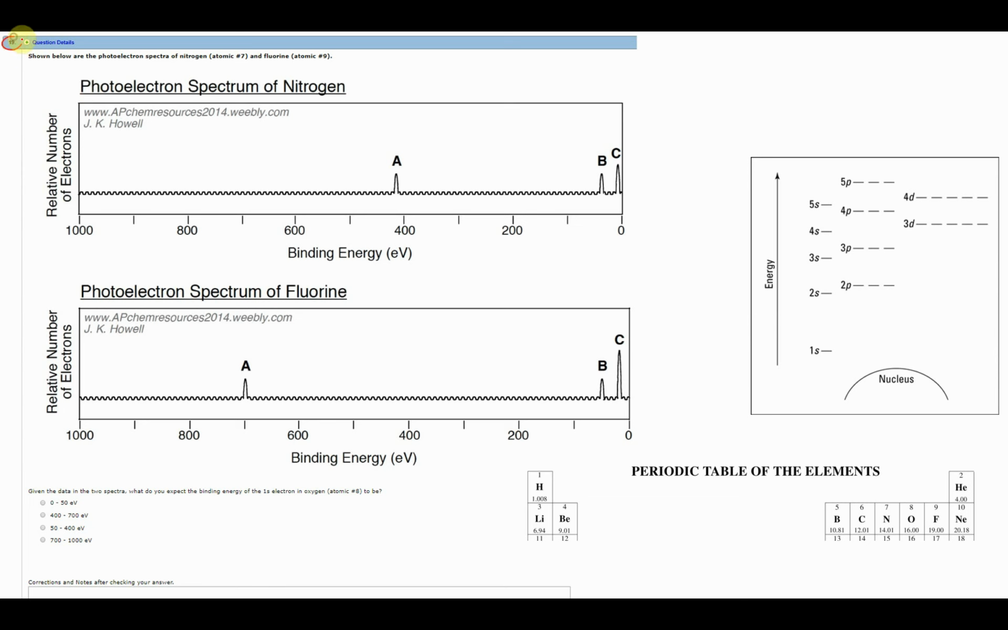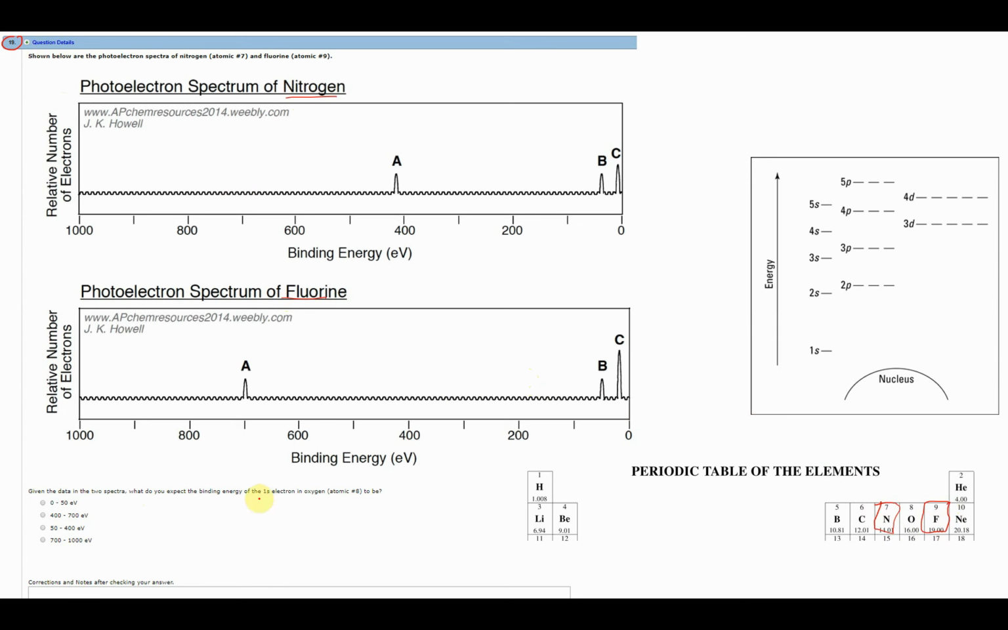This is number 19. We have a photoelectron spectrum of nitrogen, and I'm going to make a note to myself on my periodic table. That's the first one. And they've given us fluorine, so we also know fluorine. And it's looking to me like what's going to be going on here is a periodicity question. So they're saying we've got these two.